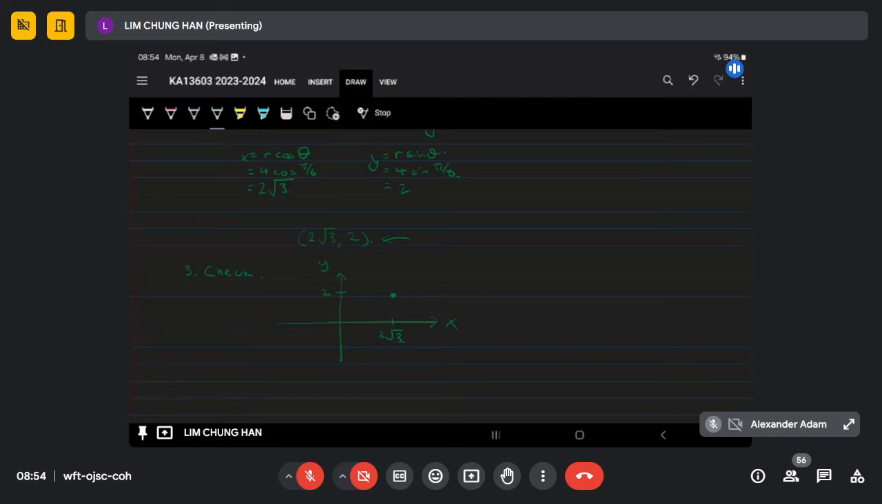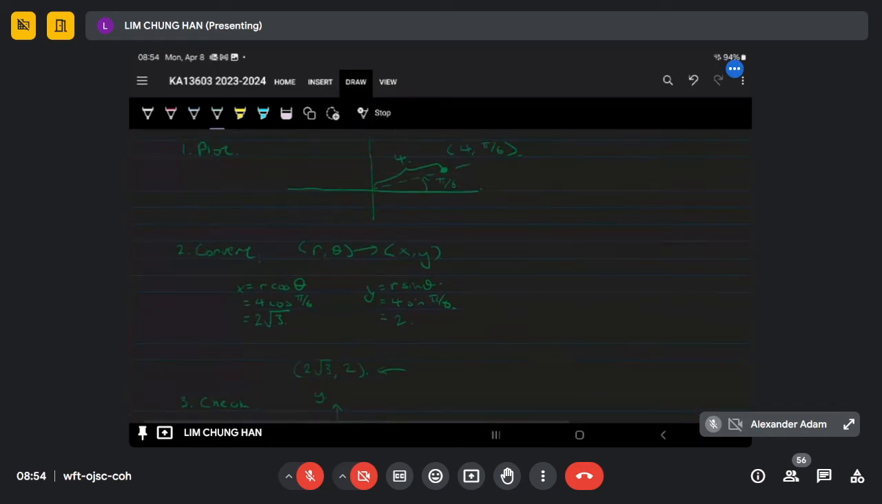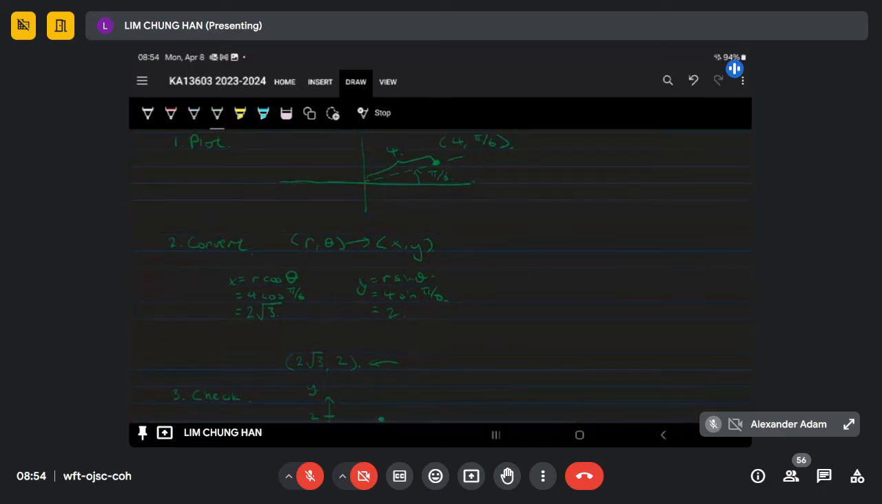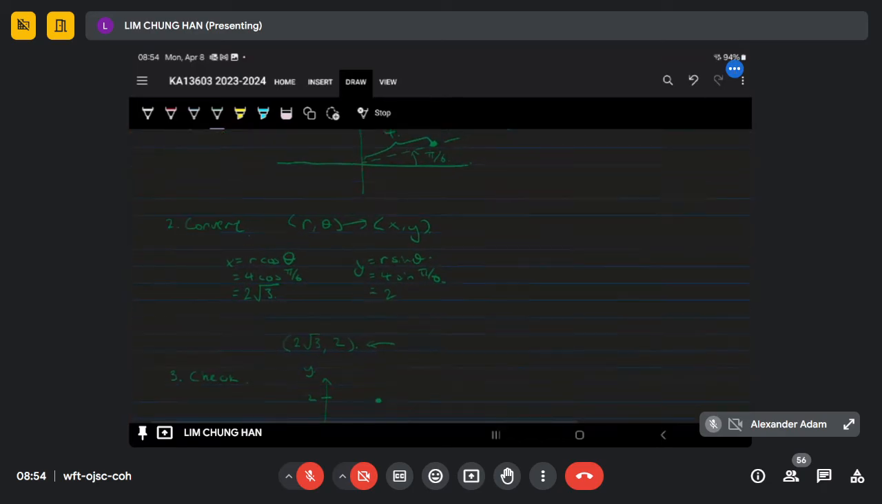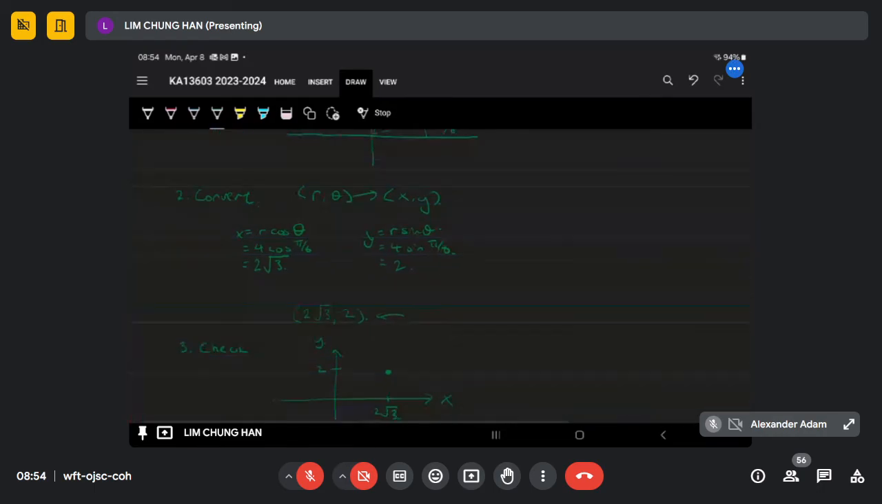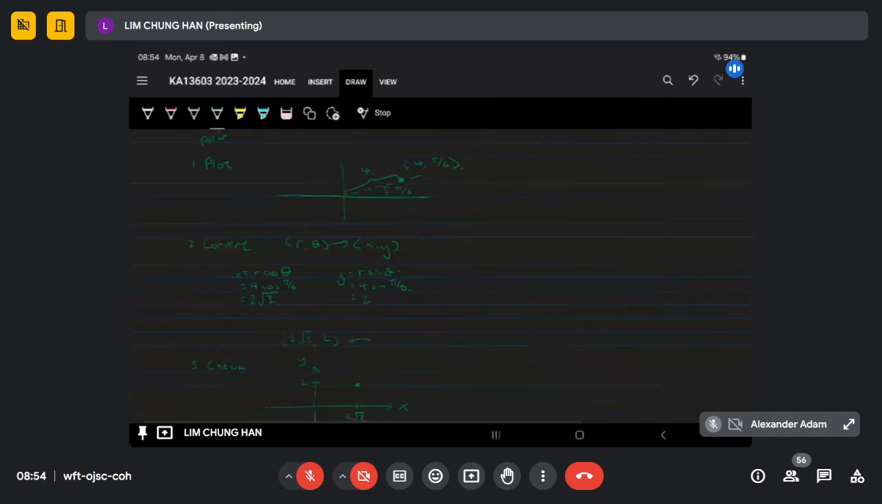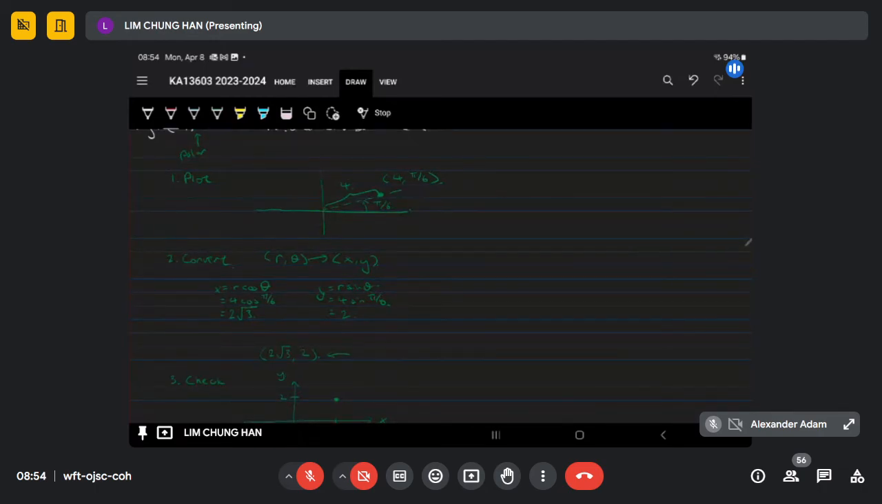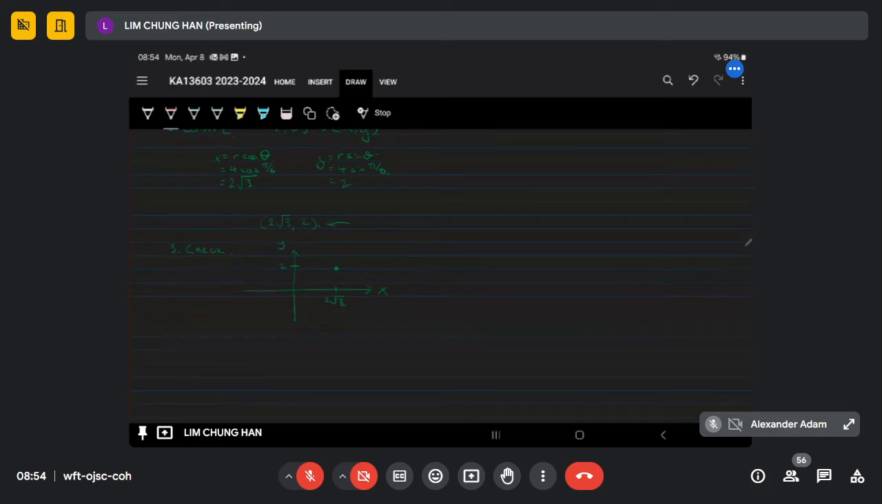Now you compare to step 1. Okay, it's roughly the correct place. Roughly the correct place. Yeah, you can see it's roughly the correct place because this is in the first quadrant. That is also in the first quadrant. So if you do it on graph paper, you can check exactly whether the answer matches up or not. Okay.